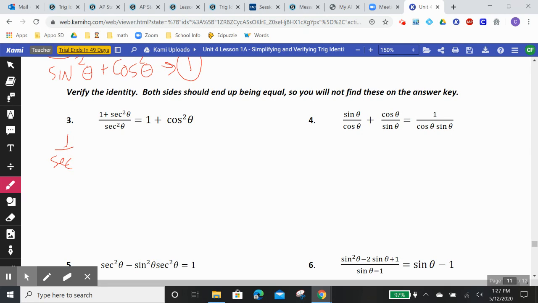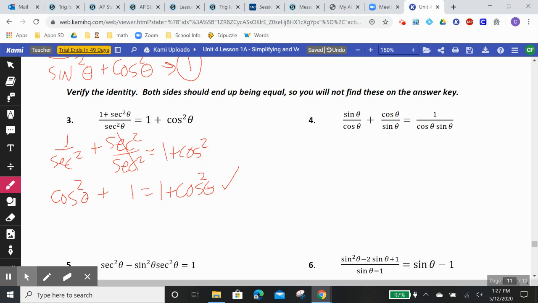separate. I have this, so I got 1 over secant squared plus secant squared over secant squared. If you remember, that needs to equal 1 plus cosine squared. Sorry. Well, that just cancels out, gives us 1. And what's the reciprocal? 1 over secant squared, 1 over cosine squared. And there you go. Now, some of you are going to say, well, wait a second, it's not the same. It's addition, guys. Remember, addition is commutative, so whatever order you do it in doesn't matter.